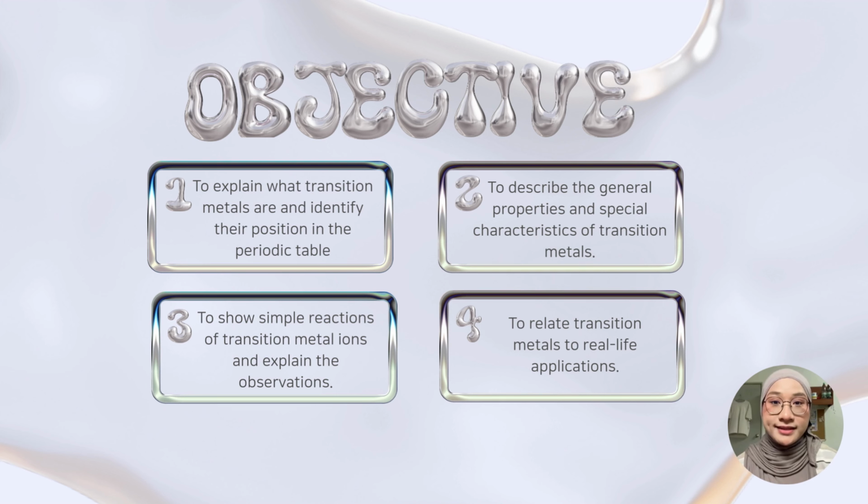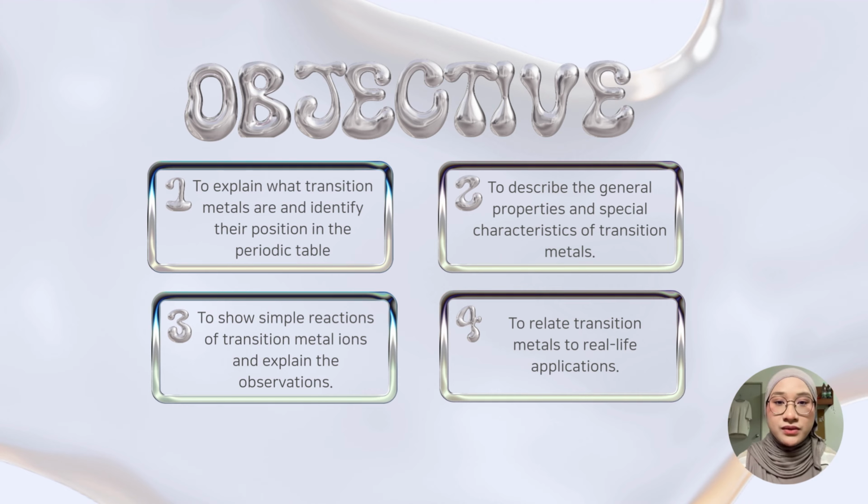Today we are starting a new and very important topic in chemistry called transition metals. By the end of this lesson, you will be able to, first, explain what transition metals are and identify their positions in the periodic table, so you understand where they are found and how they are classified. Second, describe the general properties and special characteristics of transition metals, including what makes them different from other metals.